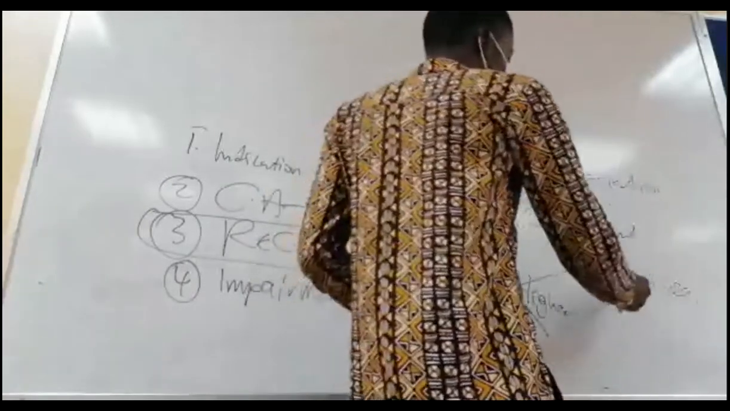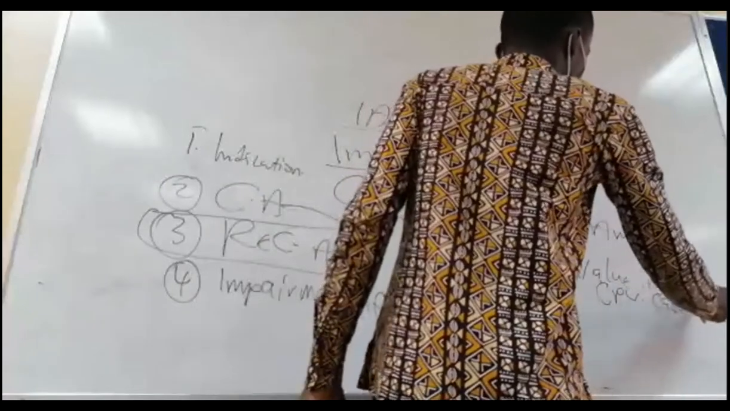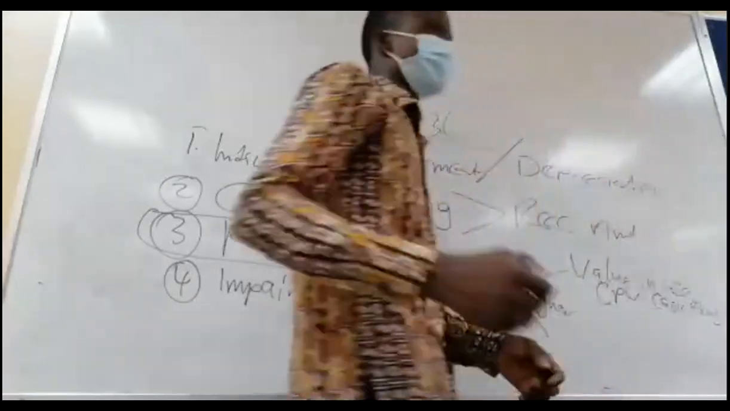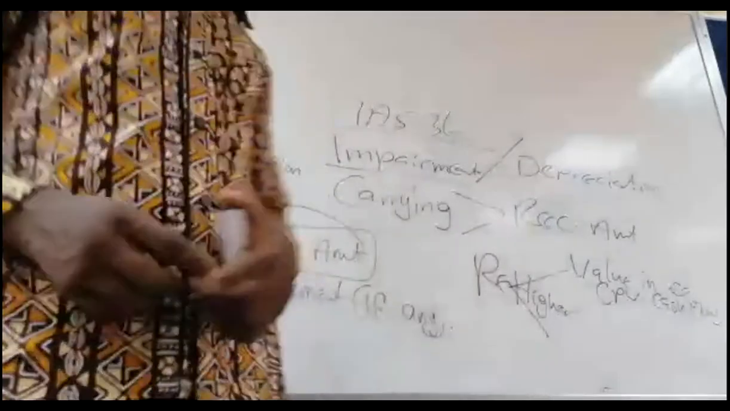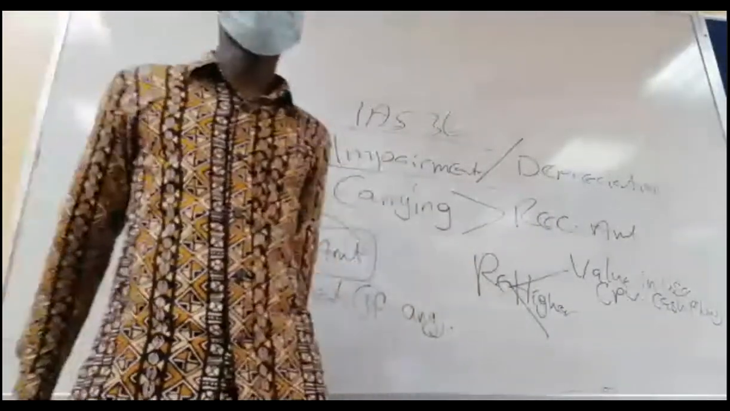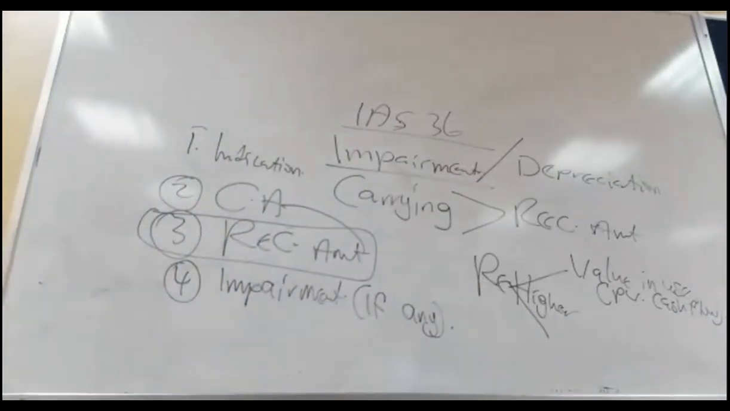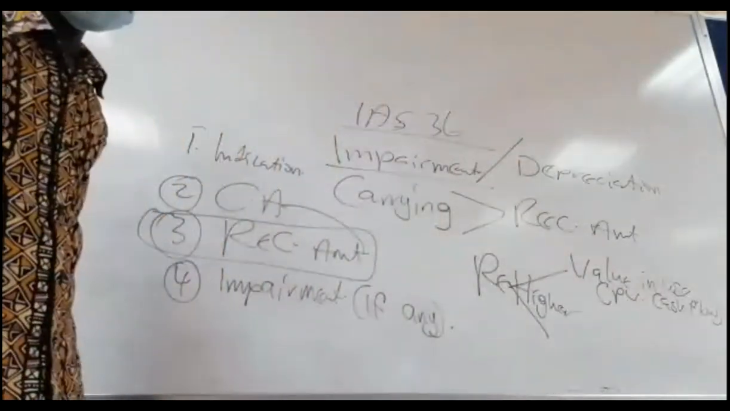Value in use simply means the present value of the future cash flows that you can generate from the use of the asset. If you should use the asset, what will be the total value that you can generate from it? That is what we term value in use. So value in use is the present value of the future cash flow to be generated from the use of the asset.